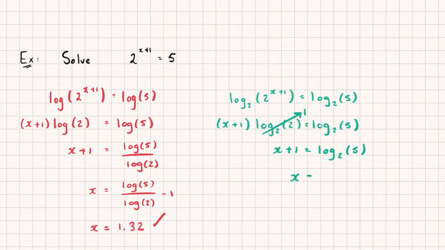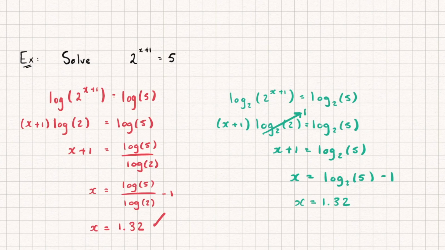Subtracting 1 from both sides gives me x is equal to log base 2 of 5, subtract 1. And again, if I type that into my calculator, it gives me an answer to 2 decimal places of x equaling 1.32. So we're solving the equation the same way.